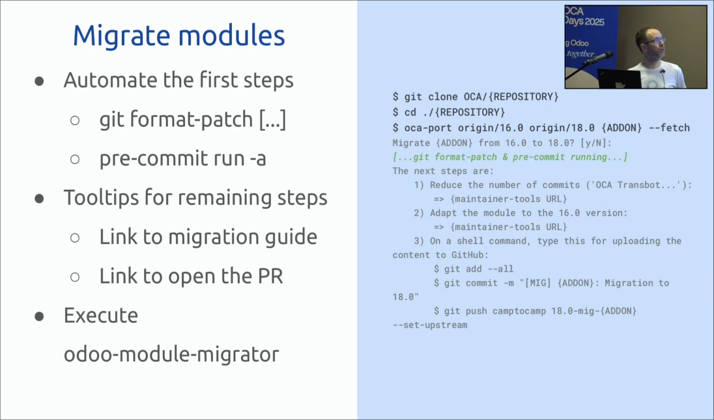Also, if Odoo Module Migrator, which is another project hosted in OCA, is installed on your workstation, oca-port will use it to transform the code of your module, like tree tag replaced by list in a new version of Odoo, and this kind of stuff.